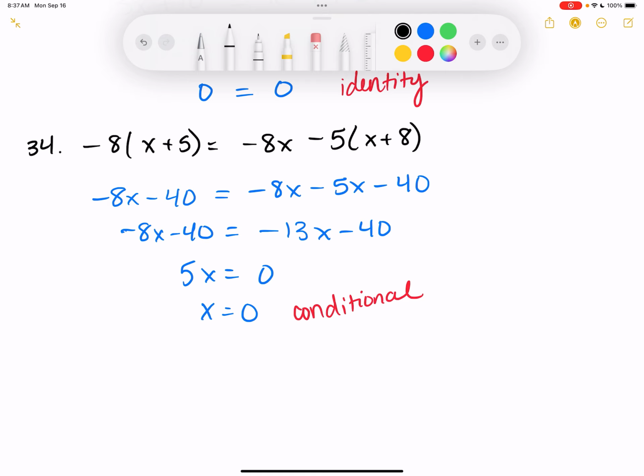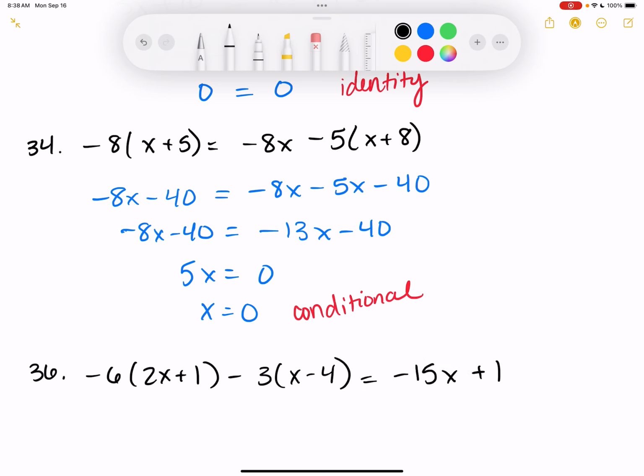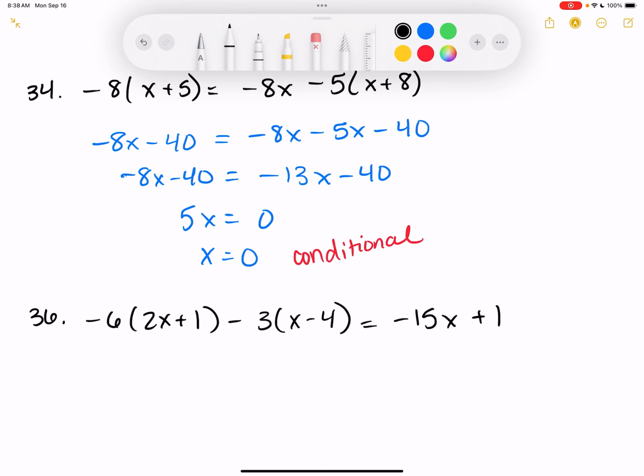All right, 36. Let's see if we can get the third option here. My book doesn't have the answer, so I try to pick one usually, like if it's something like this, that's one of each, so we'll find out what happens. 36, negative 6 times 2x plus 1 minus 3 times x minus 4 equals negative 15x plus 1. So distribute first. You get negative 12x minus 6 minus 3x plus 12 equals negative 15x plus 1.